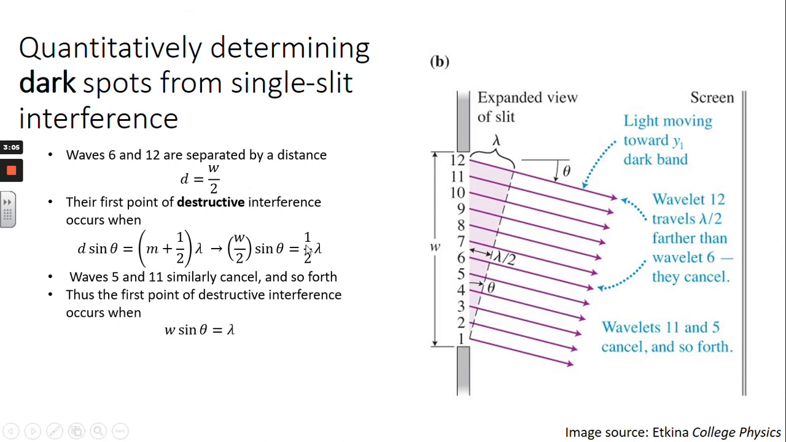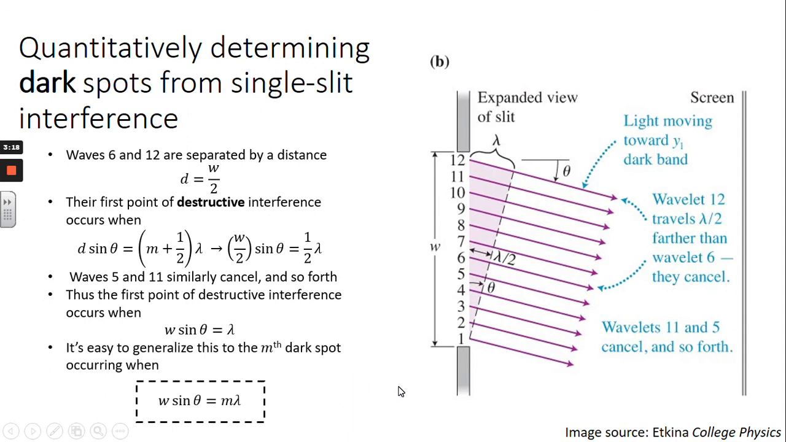Multiplying this equation by 2, we are going to get a dark spot every time that W sine theta equals lambda. That'll be our first dark spot. And then the mth dark spot will be whenever W sine theta is equal to m times lambda. We switch from bright to dark because we're talking about interference between waves that are only half the width apart. So that's why we've switched from bright to dark: we've shifted the separation distance to just be half the wavelength.